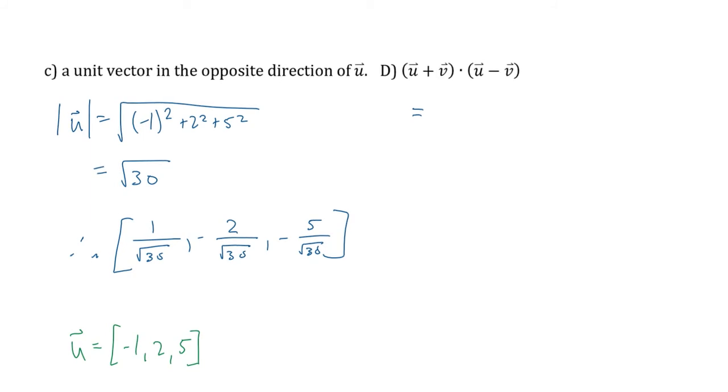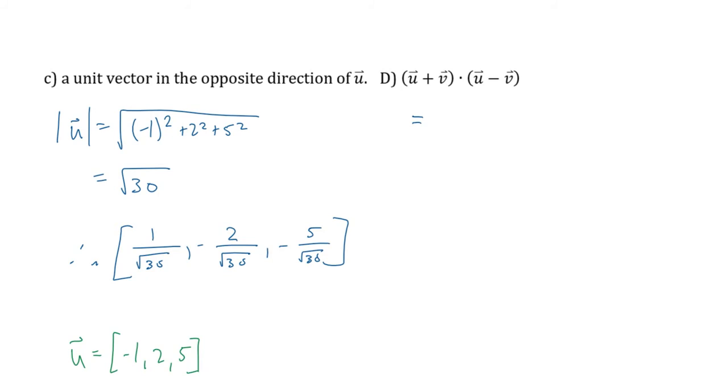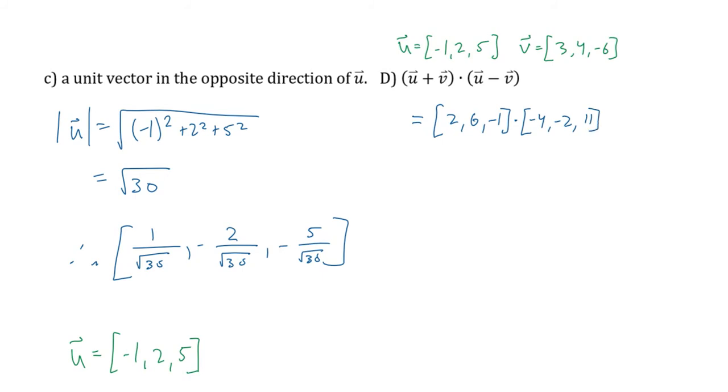So u plus v. You know what, I'm going to write these out again so that we can refer to them. So u, like I said, is -1, 2, 5, and v is 3, 4, -6. So if I add them, I get 2, 6, -1, dotted with, subtracting them should be -4, -2, and 11. And how do you do a dot product?